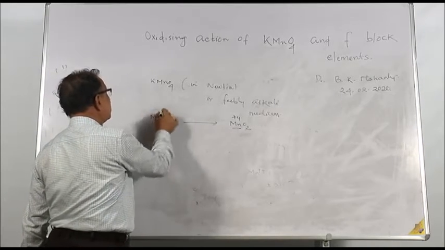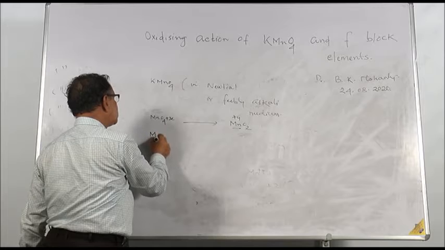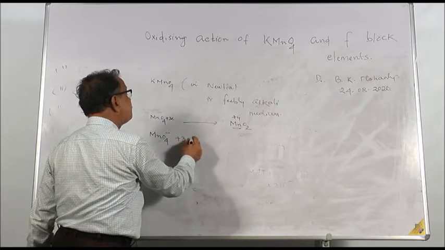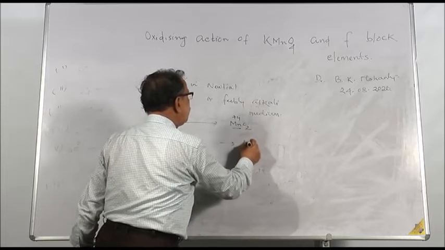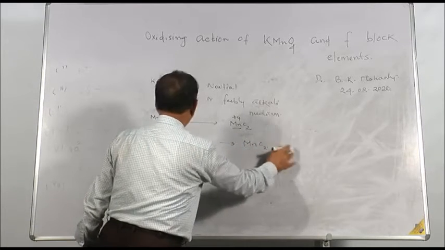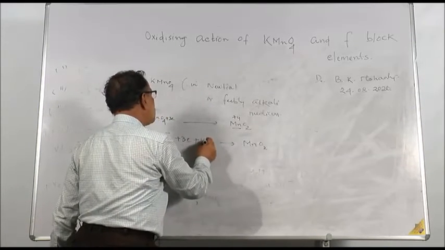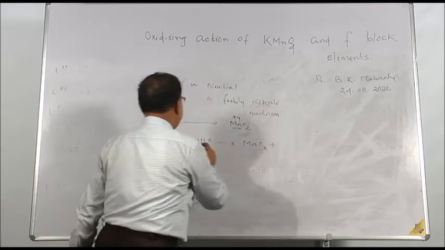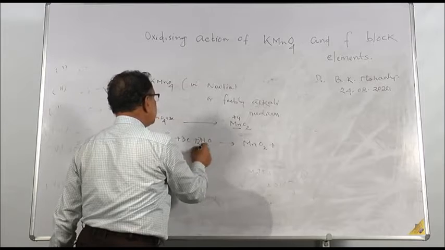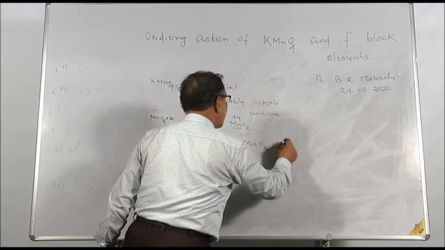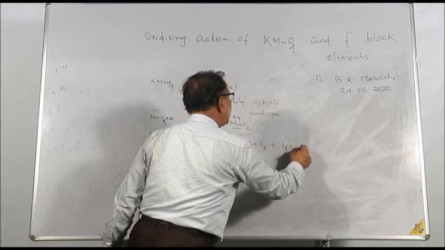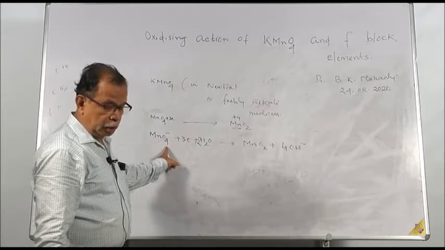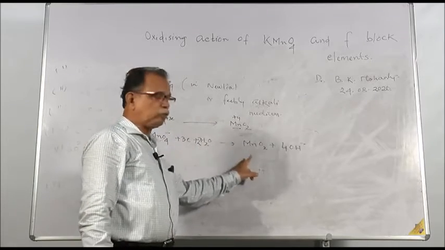Then MnO4 minus plus 3e forms MnO2 plus H2O. Whether it is balanced or not, we will see: 2H2O on the left, and 4OH minus on the right. So MnO4 minus plus 3e plus 2H2O gives MnO2 plus 4OH minus.